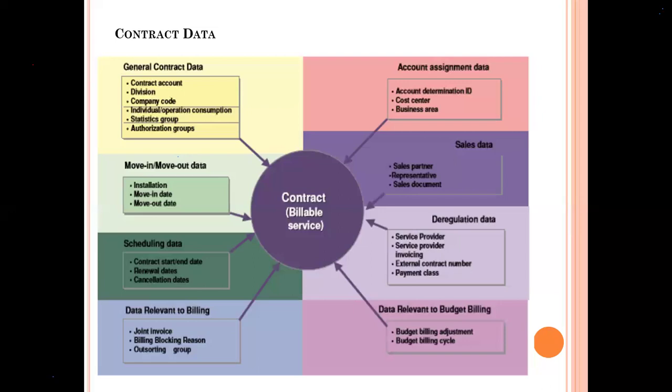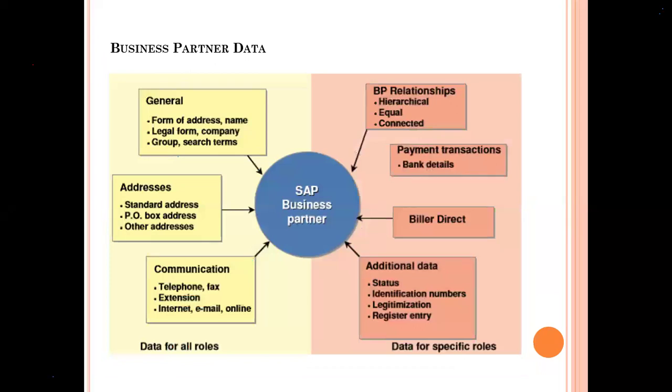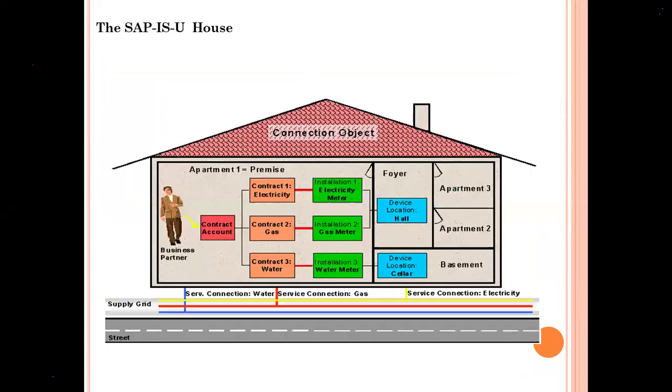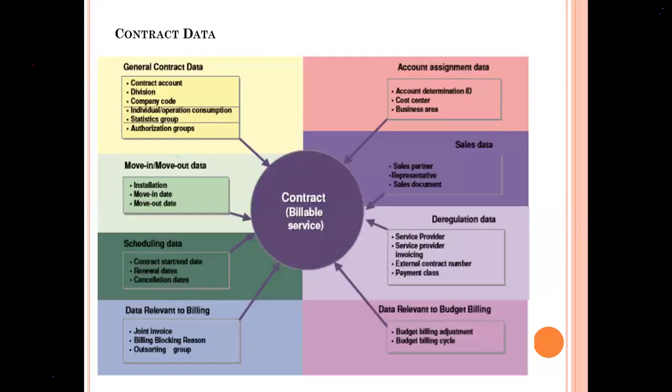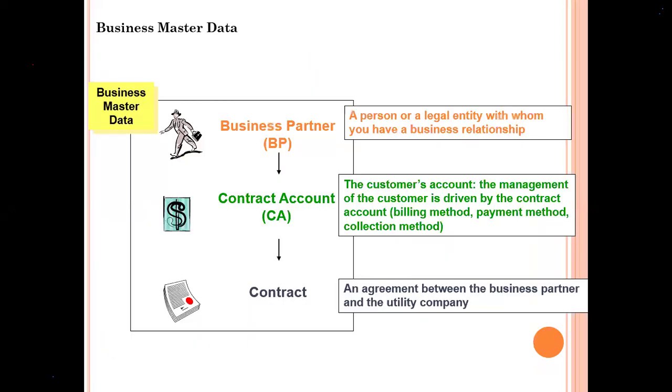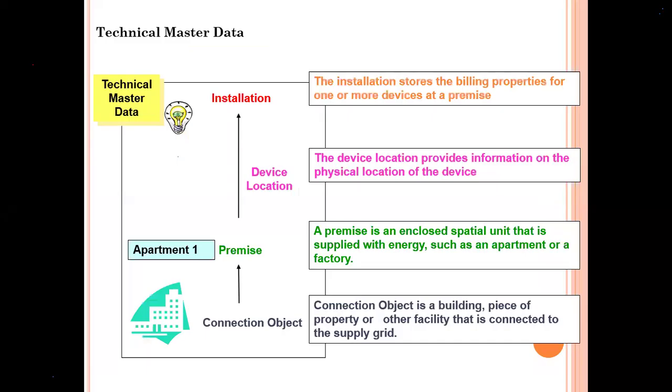Any questions on the business partner, contract account and contract data? These objects are very important for master data. As I mentioned, they create the BMD, business master data, and after that we link them to the TMD, technical master data. Any question on the BMD? Yes, no, all good. No, sir, no question. Okay, great.